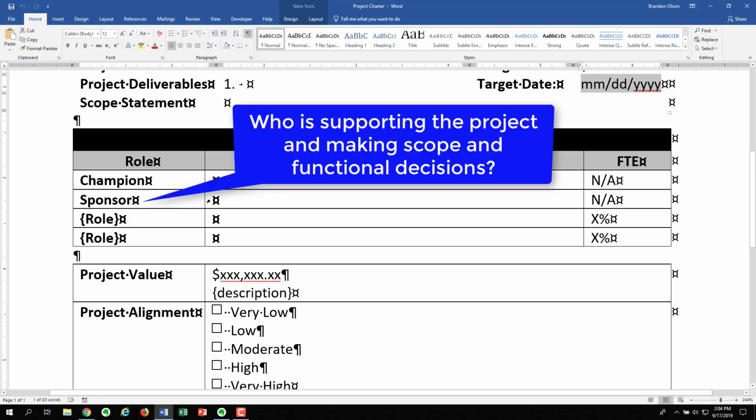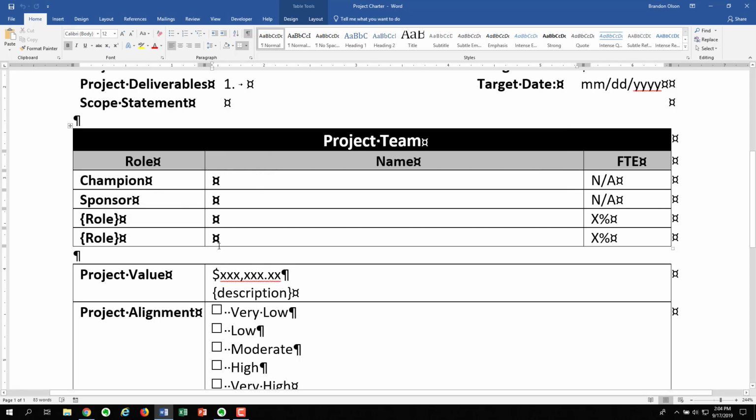Now, the sponsor, that's going to be the owner of the project. That's who you're doing the project for. They will make a lot of the decisions about some of the functionality or some of the business rules. And then next, I've got two rows here, but could be more.